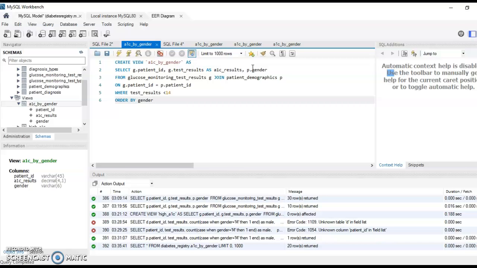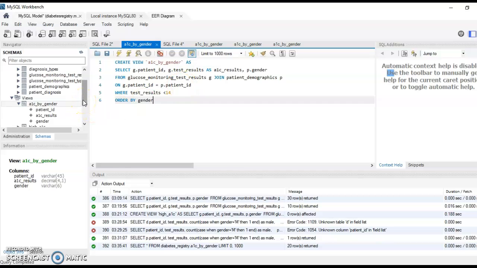And for the where clause, I put test results less than 14, because my test results table also includes the plasma blood glucose results, but those are very high. So I just put that it should be less than 14, and that will just show all of my A1C results. And then I did order by gender.